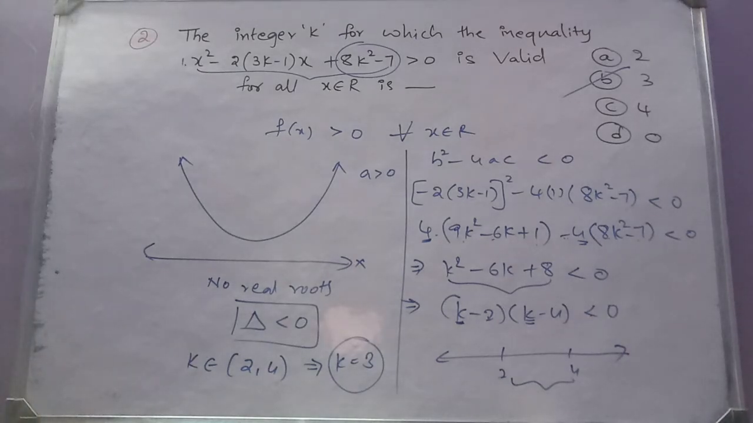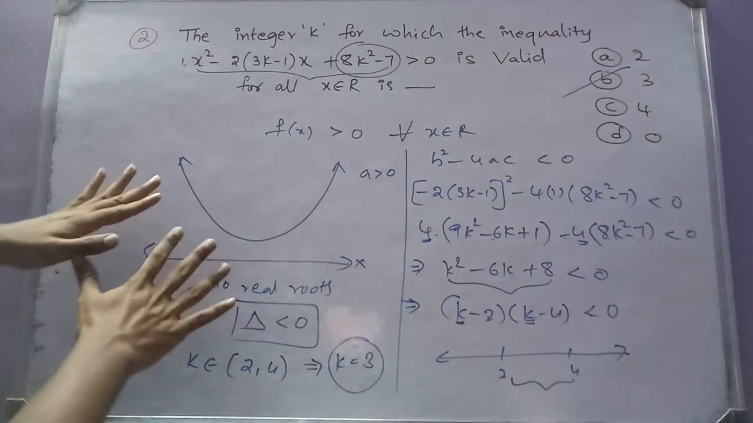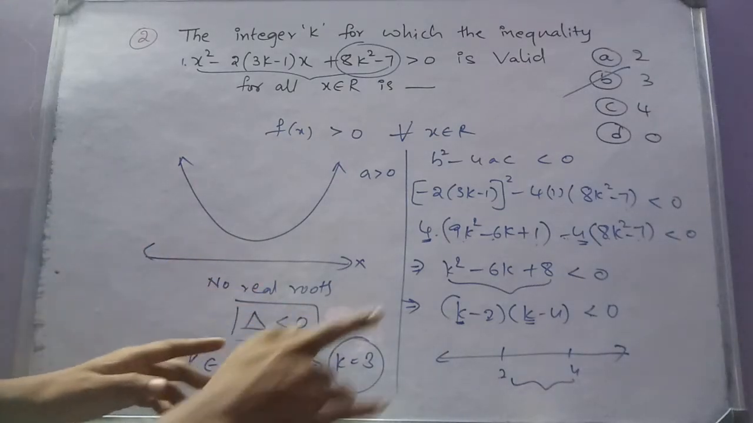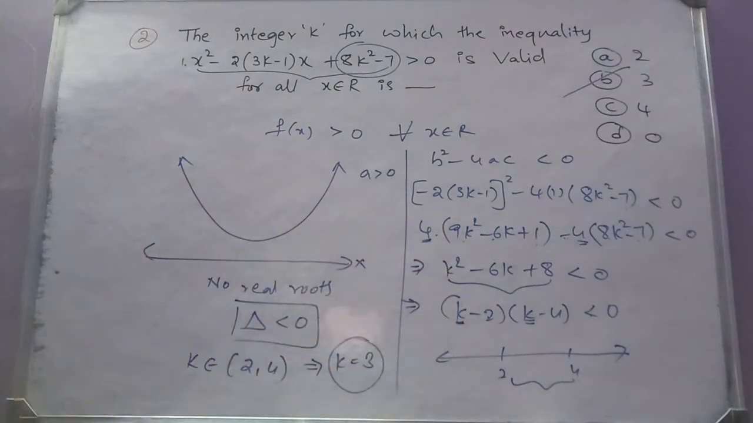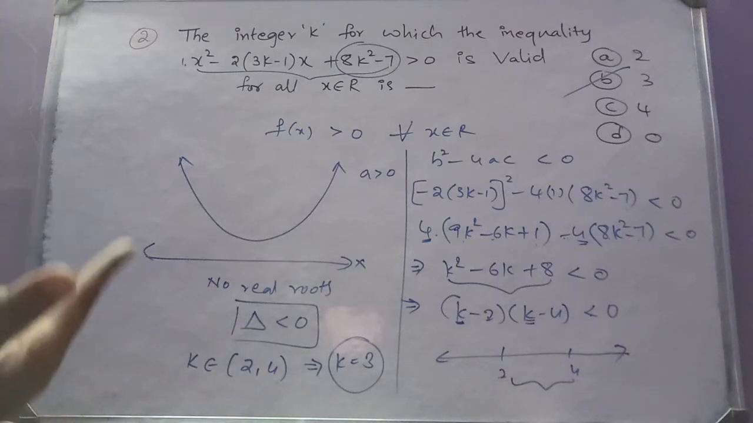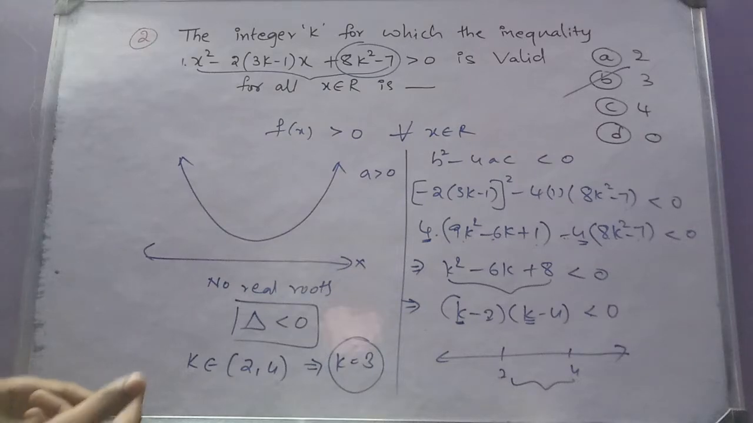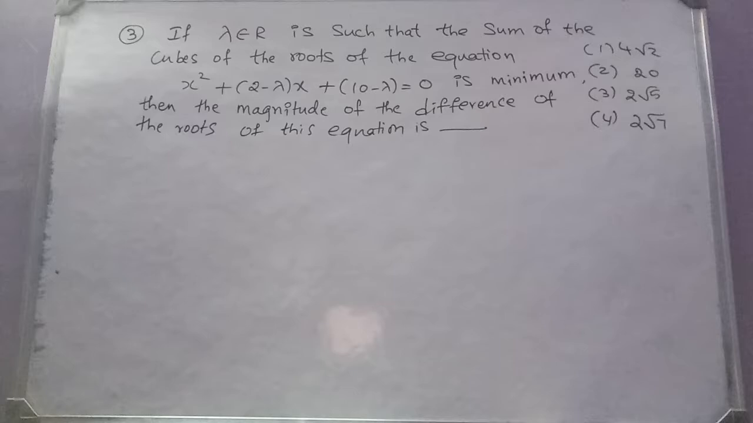Right? Easier question. Just if you know the concept that we should take delta less than 0, and then if you use the wavy curve method, which is also present in our playlist of quadratic equations, you can go and check it. If you use it, you'll get the required answer. We'll go with the next question.